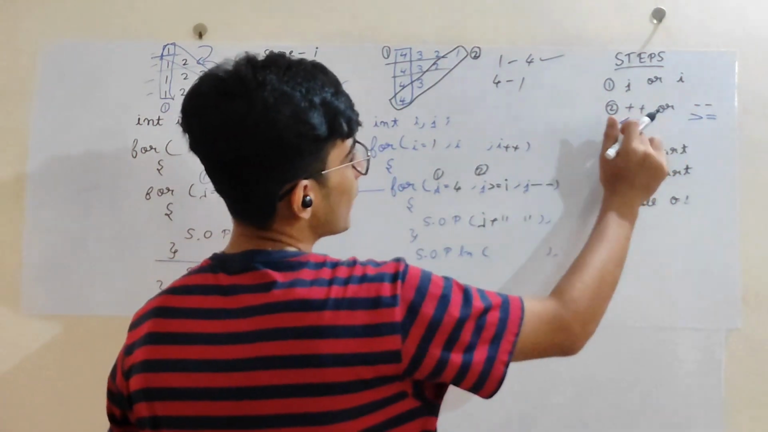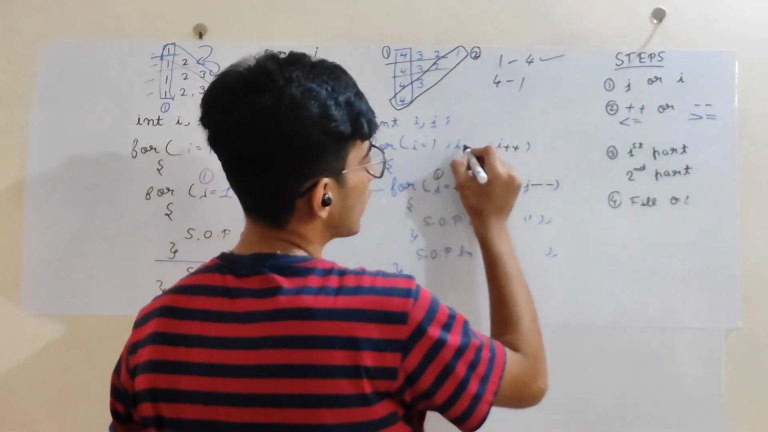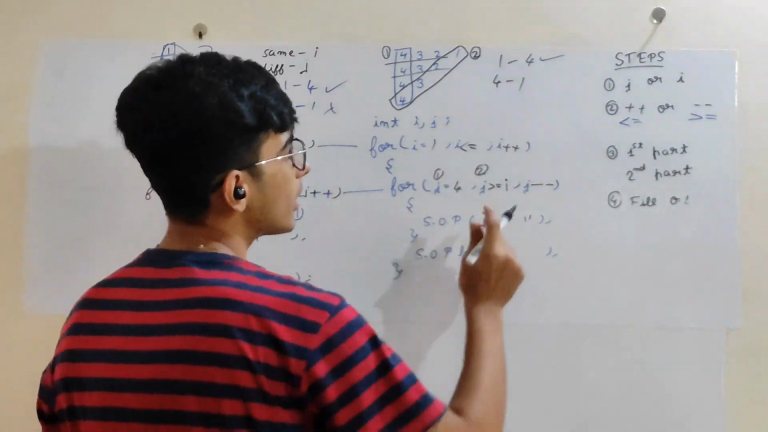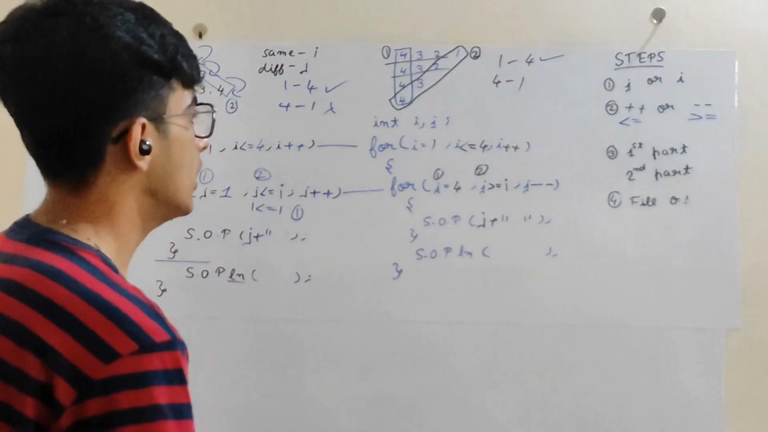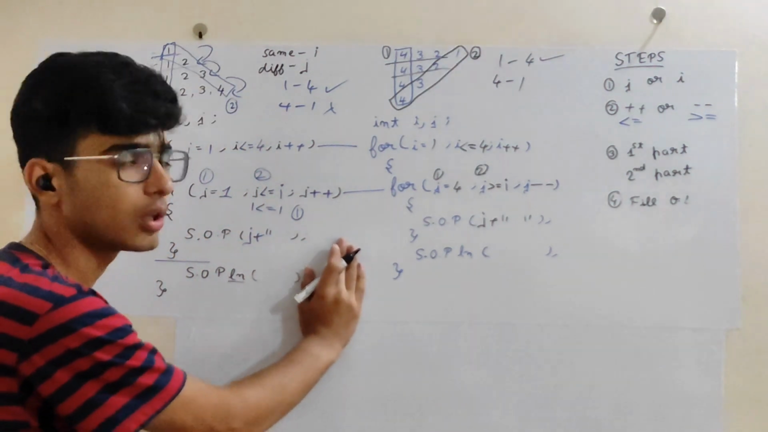Now from going 1 to 4, I need to write the increment sign here. Okay. Now increment means smaller than equal to. Okay. I have to go till 4, so I write 4 here. Okay. This second question is also solved.